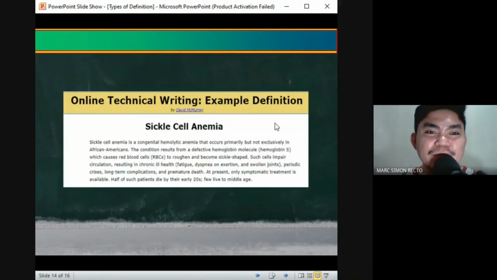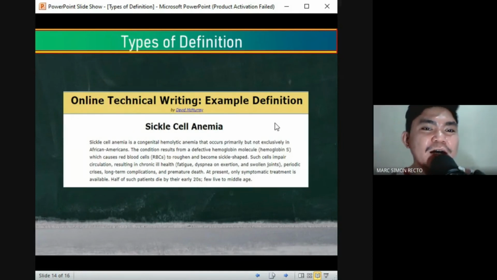So I have here an example of an extended definition. Online technical writing, example definition by David McMurray. It's about sickle cell anemia. Sickle cell anemia is a congenital hemolytic anemia that occurs primarily but not exclusively in African Americans. The condition results from a defective hemoglobin molecule, hemoglobin S, which causes red blood cells or RBCs to roughen and become sickle shaped. Such cells impair circulation, resulting in chronic ill health. At present, only symptomatic treatment is available. Half of such patients die by their early 20s, few live to middle age.